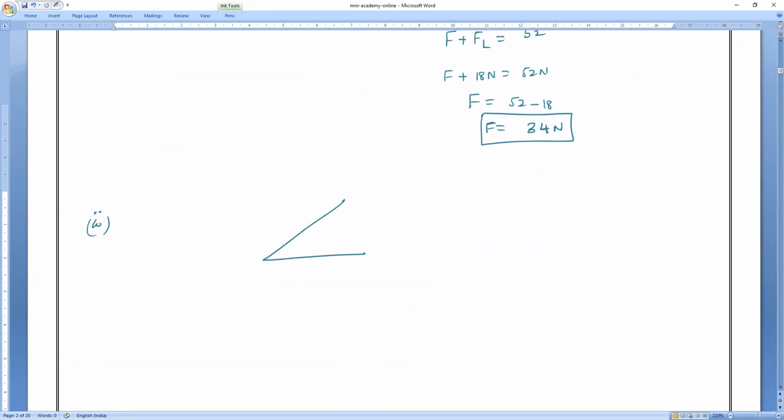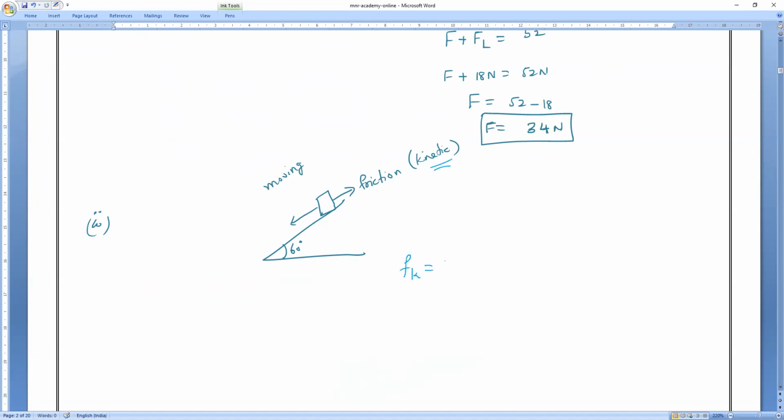Again, I'm drawing the diagram. What is the angle? 60 degrees. Now see, the body is moving in the downward direction. So are we having limiting friction, kinetic friction or static friction? It is kinetic friction, since it is moving. So there is no more limiting friction. What friction is there? It will be kinetic friction. Understand? Clear?